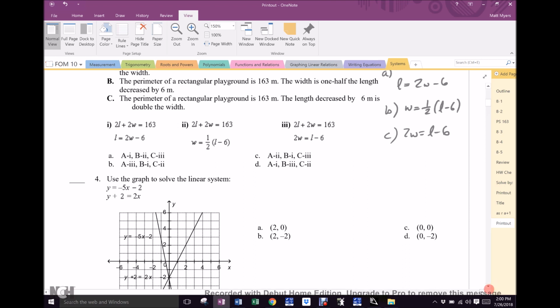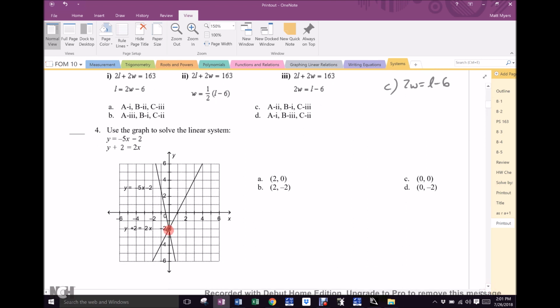Number 4, you already saw this on your quiz. There's the solution. It is 0, negative 2, which is D.